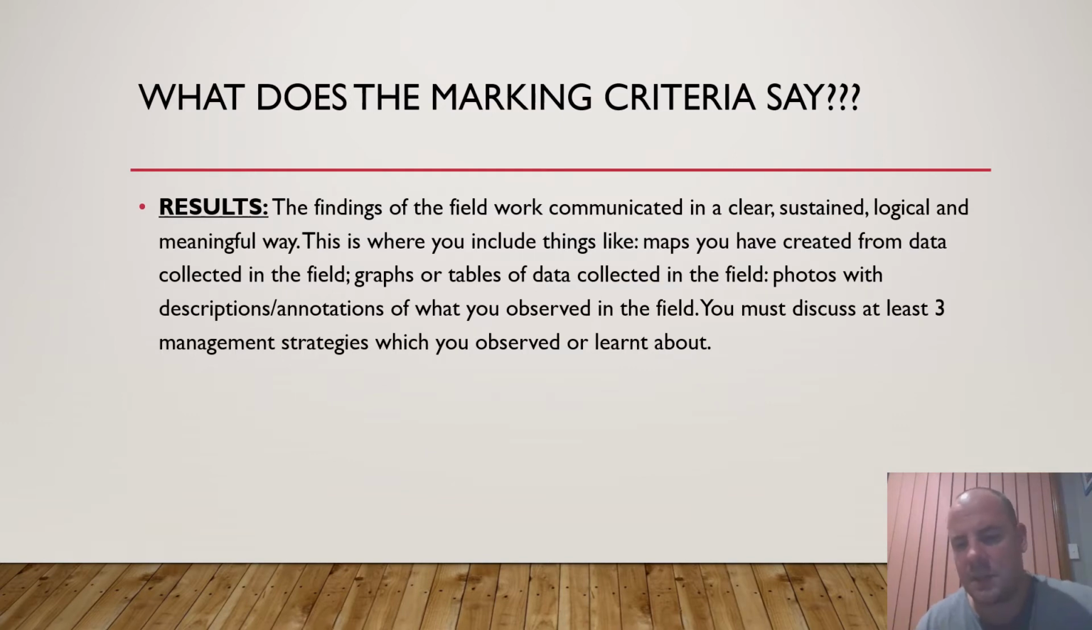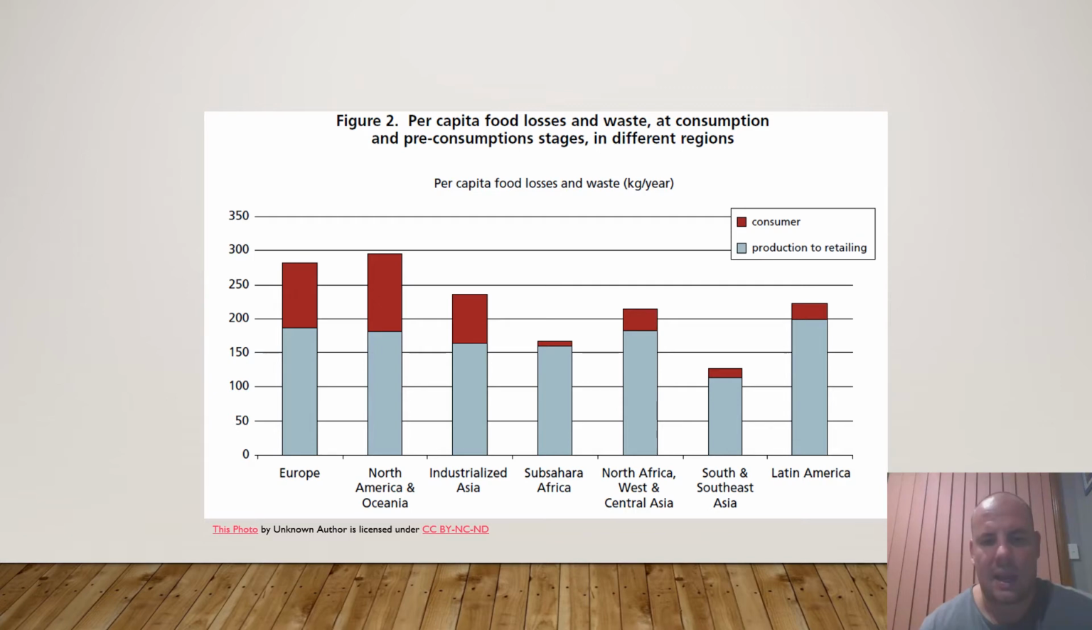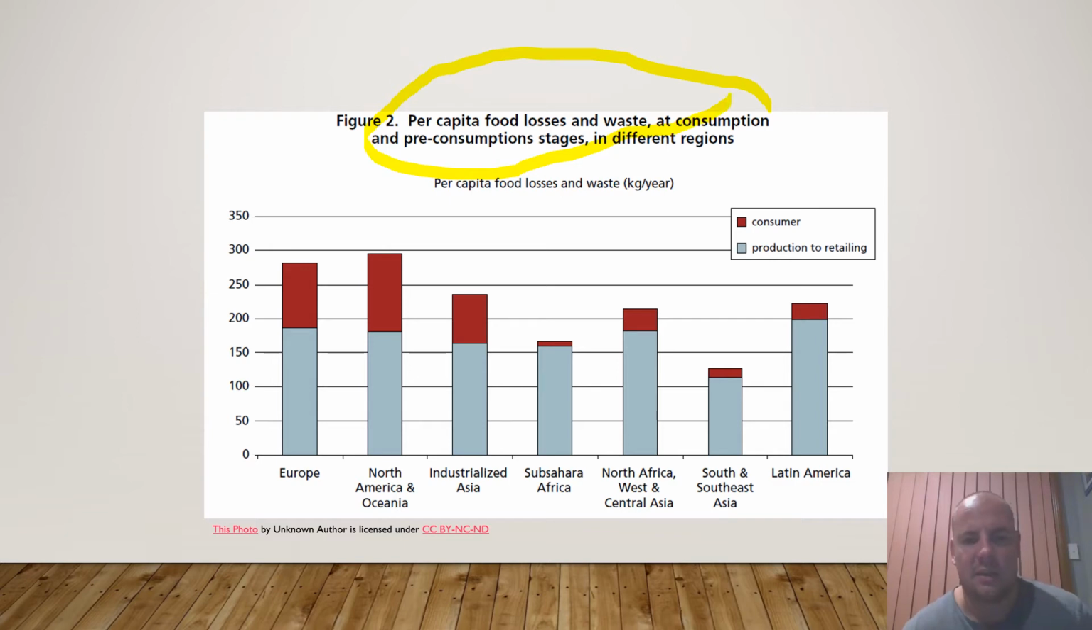So let's take a look at some data that we can present, and I'll explain how and why it makes it so clear, sustained, logical and meaningful. This is just a column graph that I found on the internet. What makes it good is the fact that we've got a title here, as you can see, and it says figure 2, per capita food loss and waste at consumption and pre-consumption stages in different regions. So first of all, we need our title. We've got a legend telling us what these colors mean, and can you see our axes are labeled here and here. This is a really good example of how to present data.